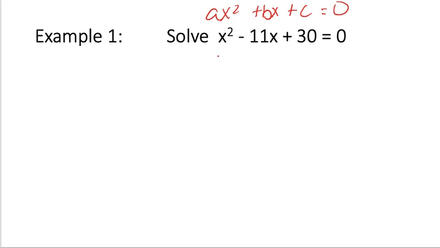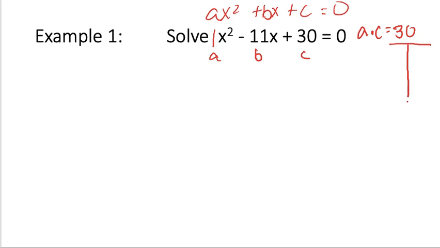The next thing we look at, before we begin factoring, is a greatest common factor. My a value here is 1, my b value is negative 11, my c value is 30. These do not have a common factor, so now we can move into our next step, which is to label a, b, and c. Then we multiply a times c: 1 times 30 is a positive 30.